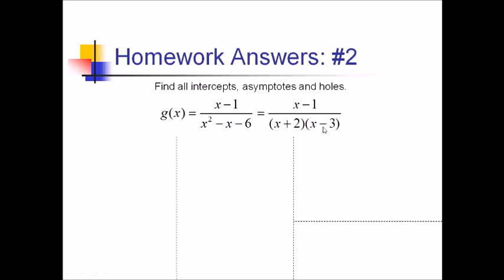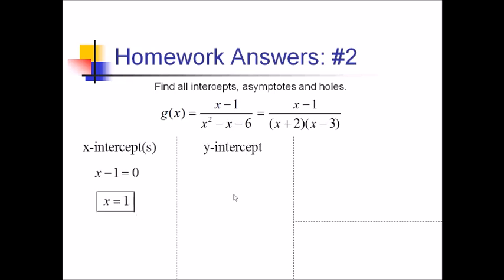And now let's go through and find these different features. So for the x-intercepts, I want to zero out the whole function, but all I need to do for that is zero out the numerator. So we'll have, for the x-intercepts, x minus 1 equaling 0. So x equals 1 is the only x-intercept for this graph.